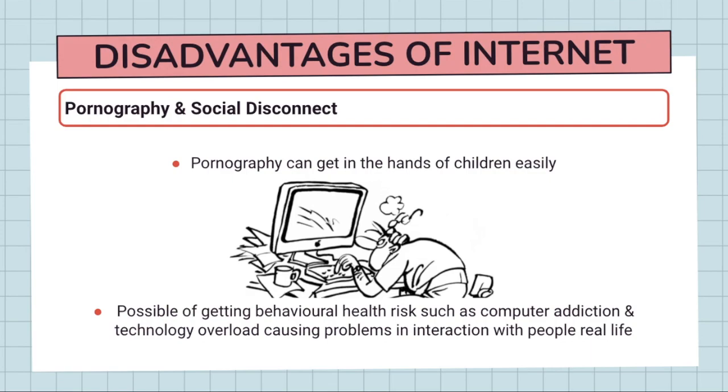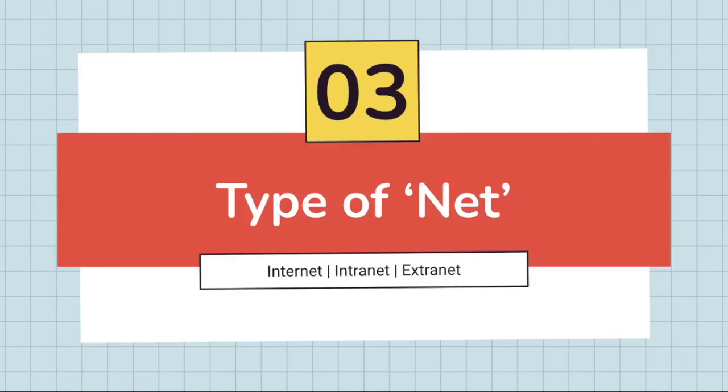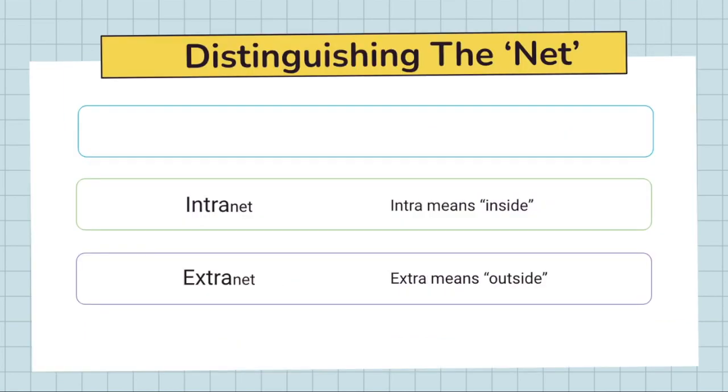Now let's have a look at the last content of this lesson, which is types of net, which covers internet, intranet, and extranet. So first, let's distinguish the nets. If you consider the prefix of each type of net, the distinction becomes quite simple. Internet: inter means between. Intranet: intra means inside. Extranet: extra means outside.